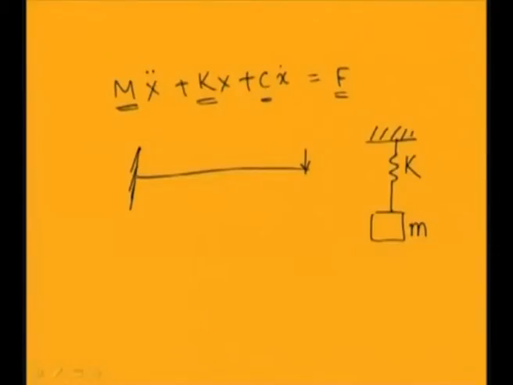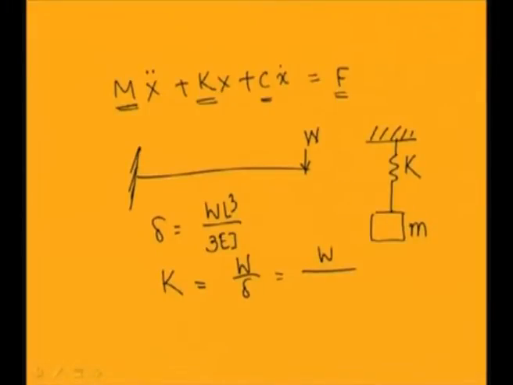In this system, if you apply a load W, then it will have a deflection at this end delta equal to W L cubed by 3 E I. So you found the stiffness K equal to W by delta. This will be equal to W divided by W L cubed by 3 E I. So W cancels, and it becomes 3 E I by L cubed.